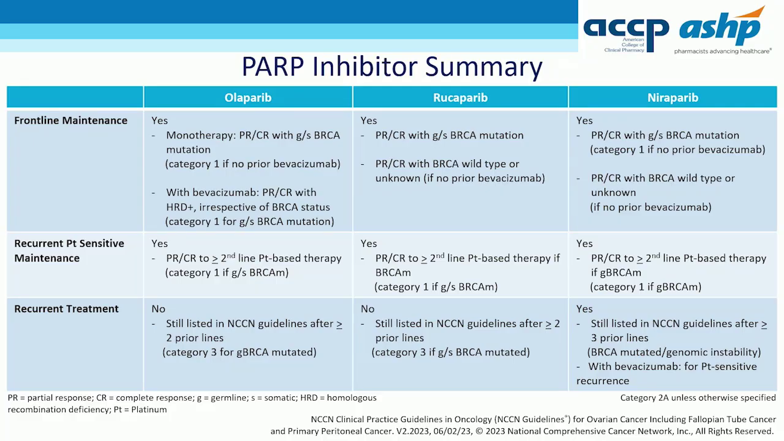In the recurrent platinum-sensitive maintenance, again, they are all still indicated, but only if they are BRCA mutated. So this is not something that we are giving to patients that aren't BRCA mutated at this point in time. And then for recurrent treatment, again, none of them are really options. They're still listed in the NCCN guidelines for treatment. However, they're a Category 3 recommendation and not something you're really going to see or be recommending to your patients. I leave niraparib on there only because they do have that indication in combination with bevacizumab for platinum sensitive for that chemotherapy sparing option.